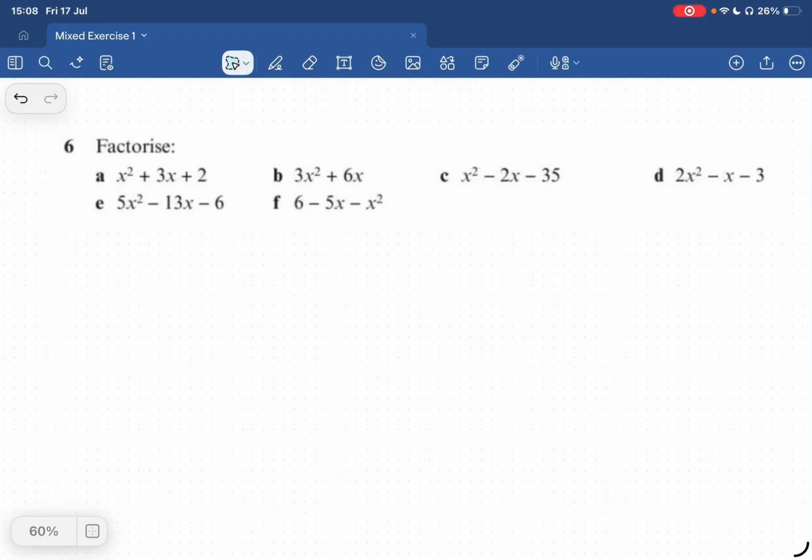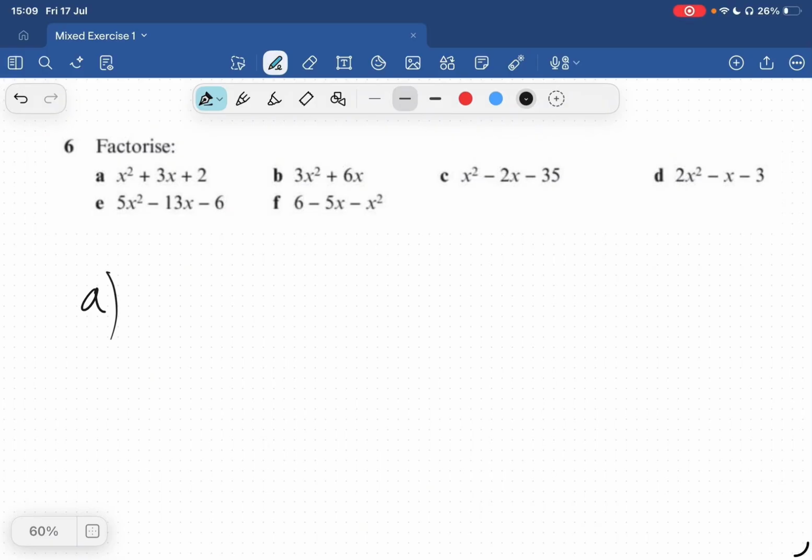Question 6. Now, I know how tempting it is to pick up your calculator. Those that have figured out the wonders of the Casio FX-991EX ClassWiz can say, oh, I can put it in my calculator and it gives me the answer. You should be able to do this without the calculator. Very, very important to know how to do these.